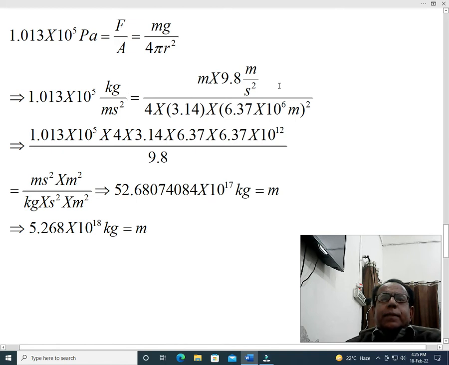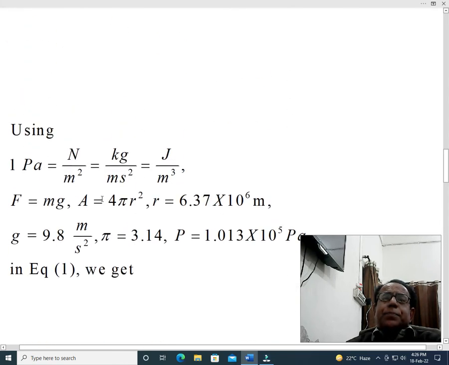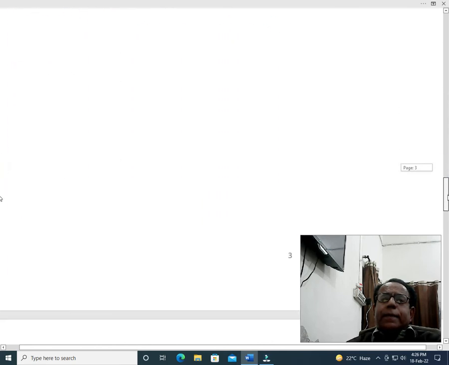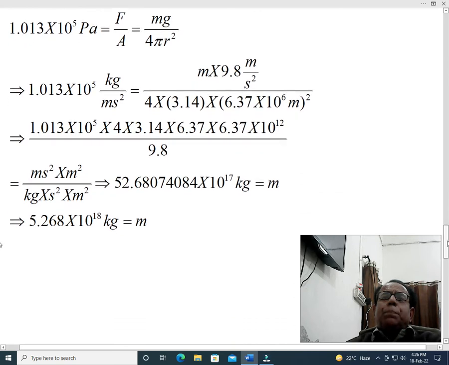This is the value of pressure given. The only change which we have made is that in place of Pascal, Pa, we have used kilogram per meter second square. In place of Pa, we have used this kilogram per meter second square. Okay. This meter square will be cancelled out with this meter square.